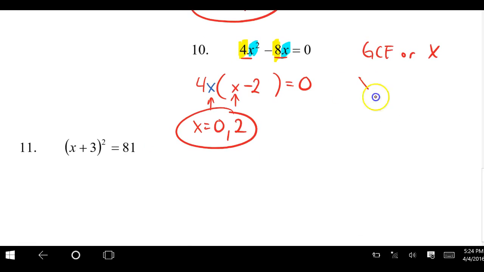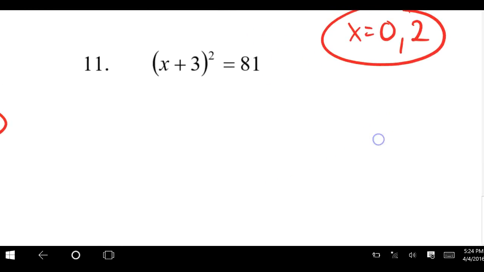Some of you guys want to do the x, and that's fine, but then that takes you a lot of extra steps. And on top of that, you have a 4 here, so you may have to do the box. Here, one step, and I go straight to my answer. Okay, number 11.